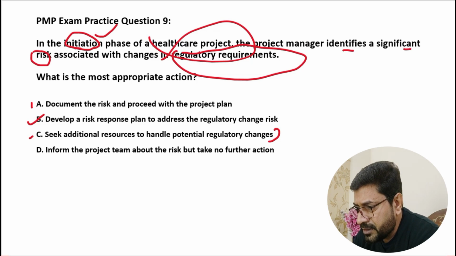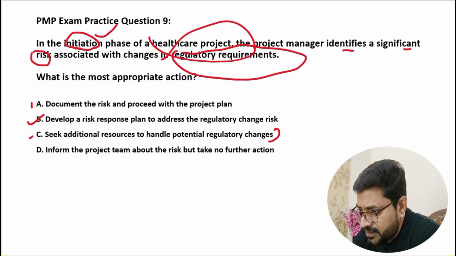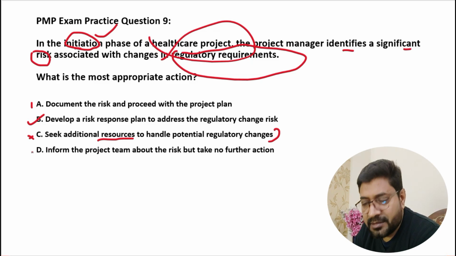So now the risk is related to the regulatory requirements, while this is talking about the additional resources. So not the right option, which can mitigate the risk or take care of the risk. Again, not the right option. Inform the project team about the risk, but take no further action. Now, as a good project manager, that's not the right option, because if you identify a risk, you should mitigate the risk or plan a risk response. So this is again not the right option.